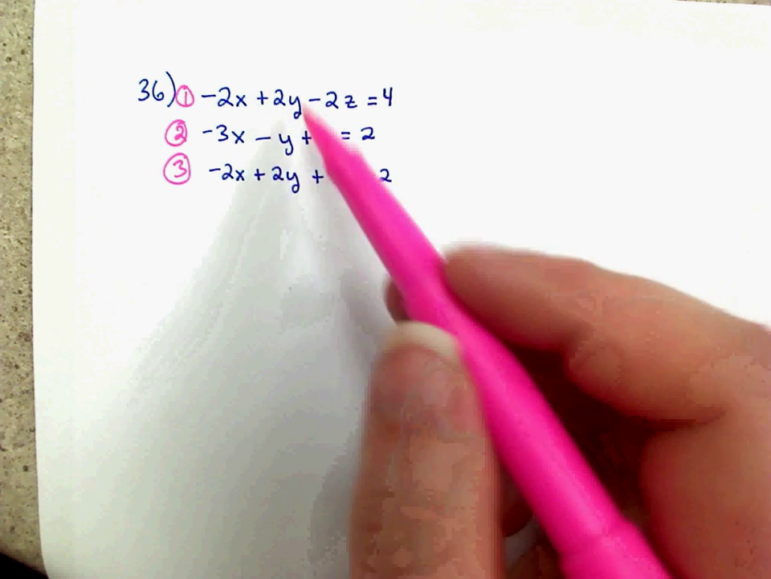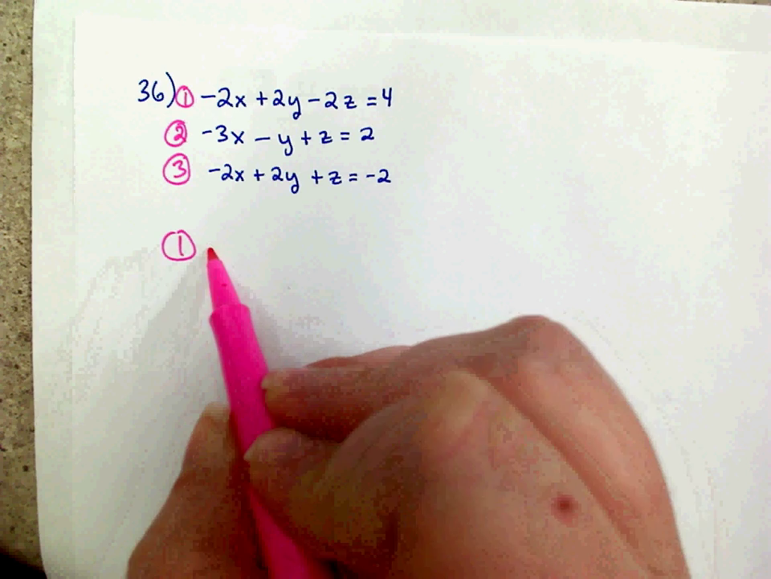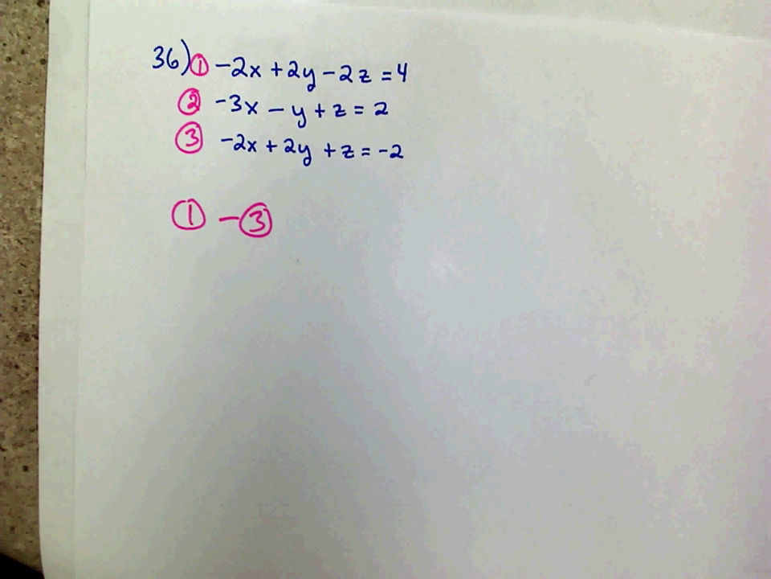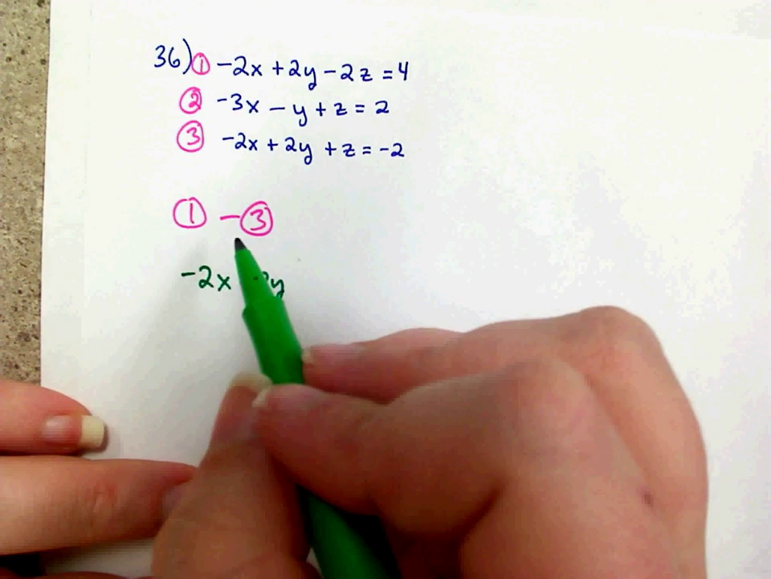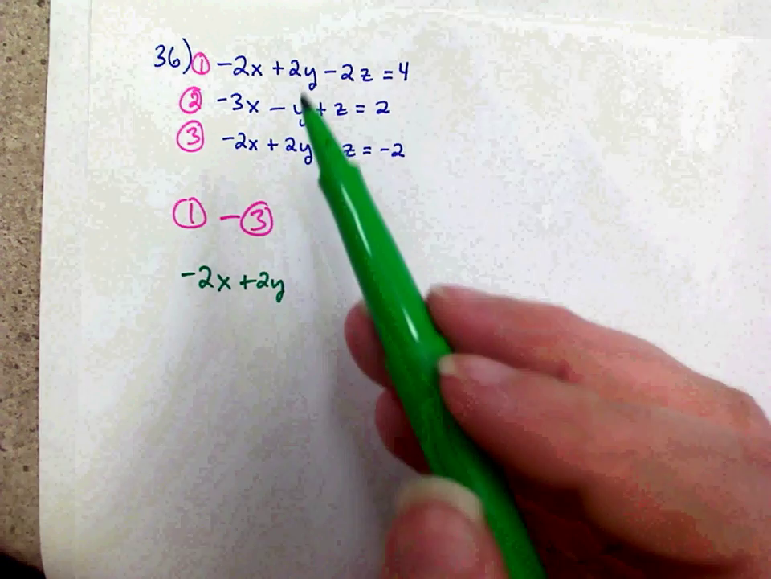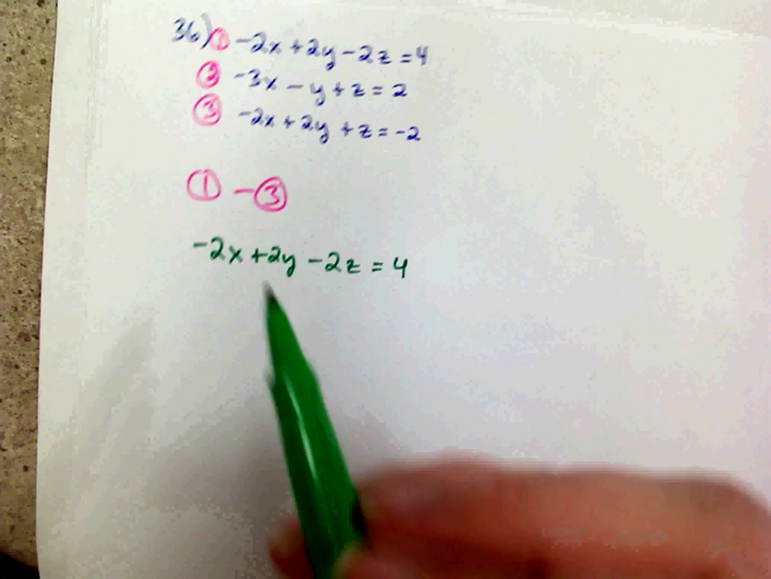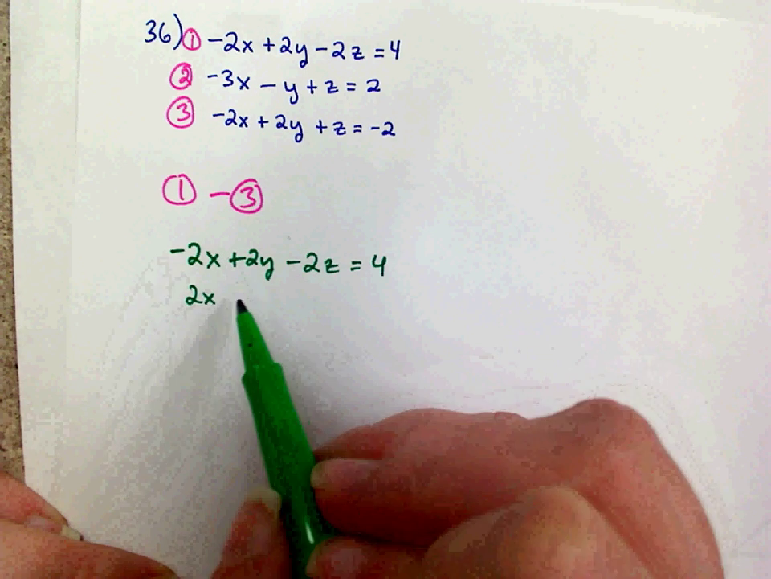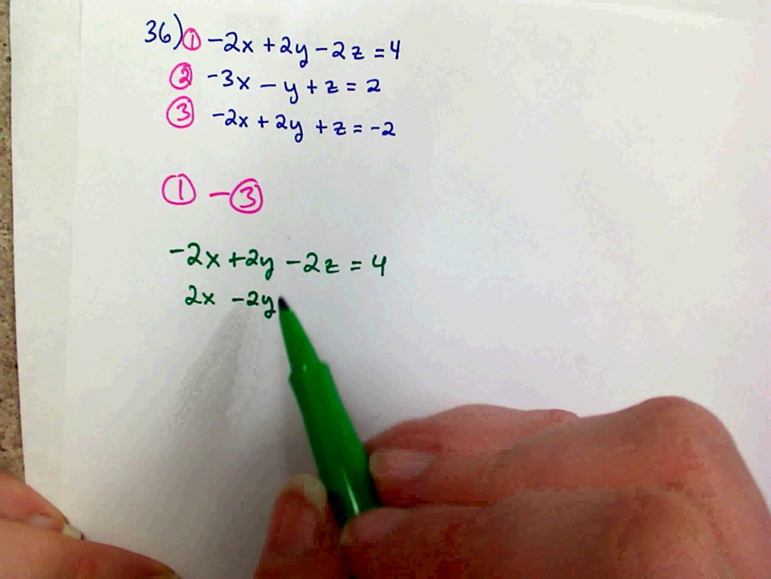So the first thing I would do is take row 1, and I would subtract row 3. So row 1 is negative 2x plus 2y minus 2z equals 4. It doesn't matter which one you put the negative on. You could put the negative on row 1, but I just choose to put it on row 3. And then a negative row 3. So that would mean positive 2x, negative 2y, a negative z, and a positive 2.